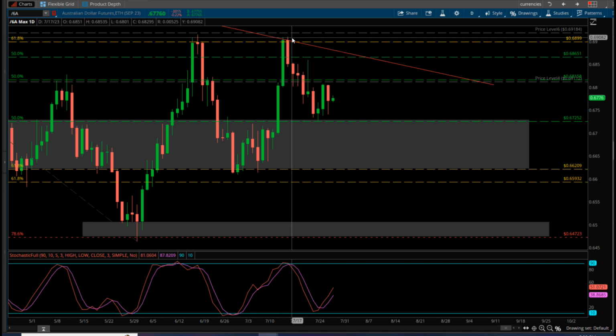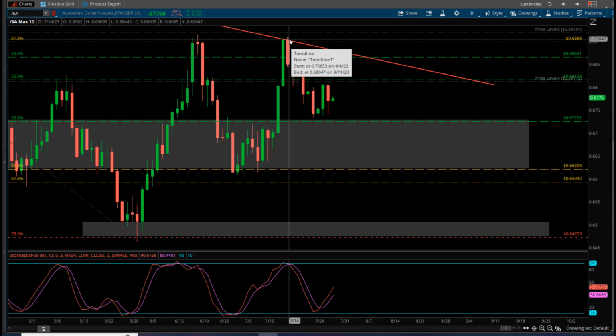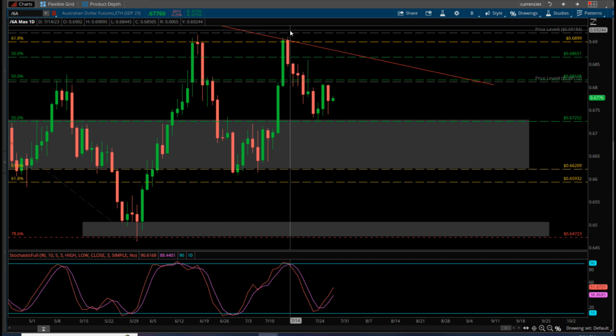I got in at 69.0, took a short position, 69.05. My stop was up here at 15 tick stop, 69.20. It was just above the trend line, above the resistance. So everything looked good there.